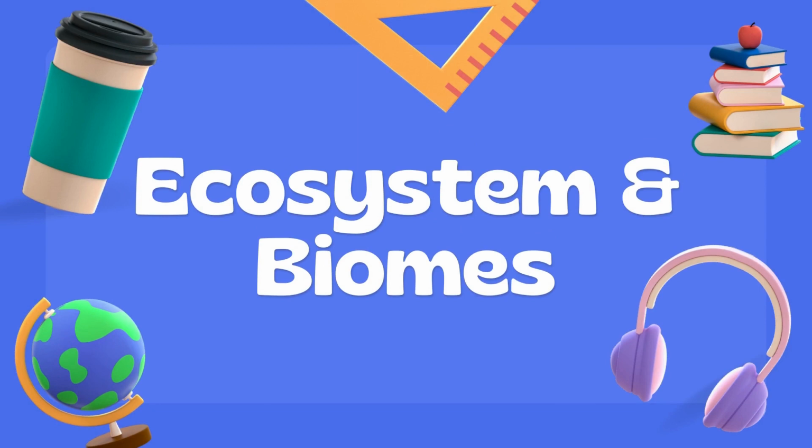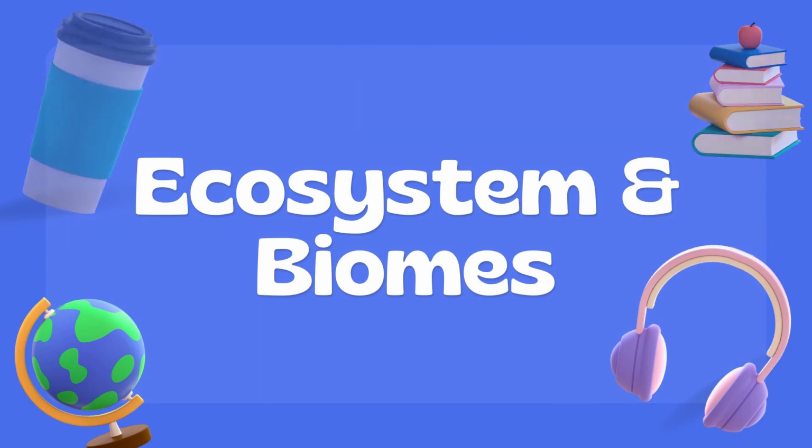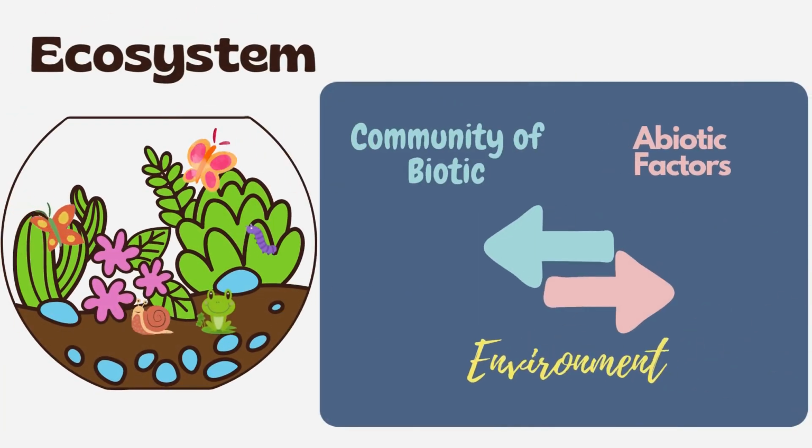Today we're going to talk about ecosystems and biomes. So what is an ecosystem? An ecosystem is a community of biotic and abiotic factors interacting with each other in an environment. What is a community? Here, I have taken this terrarium as an example.